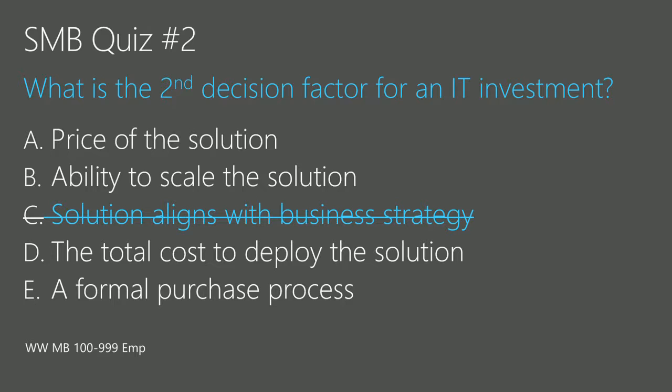Price. What was that? Total cost. No, price. One more, keep going. Did someone say B? And it's B, ability to scale. So again, what's this source, Brian?